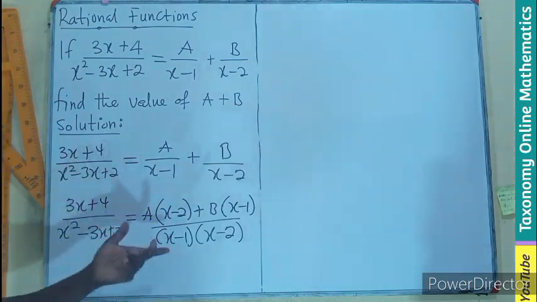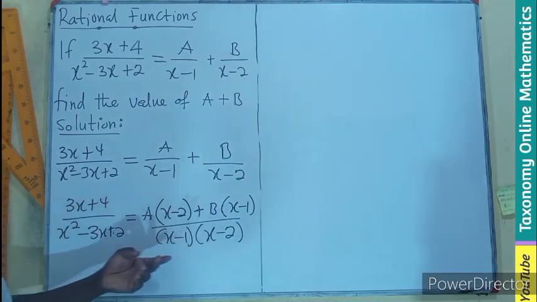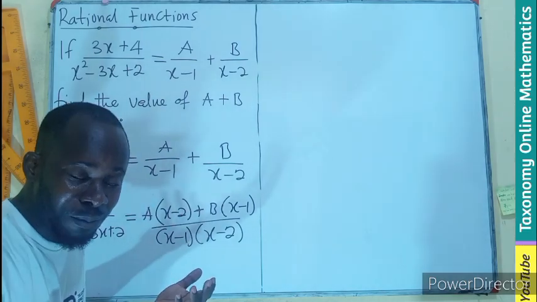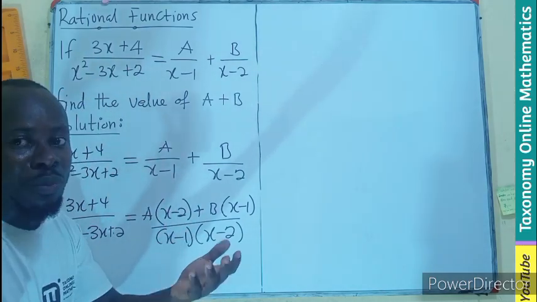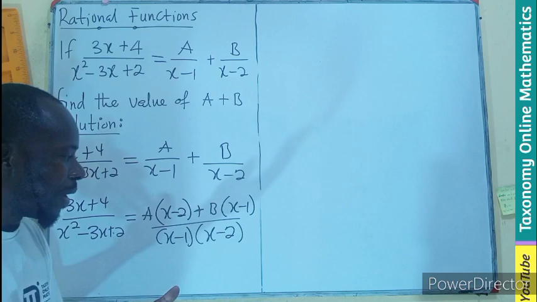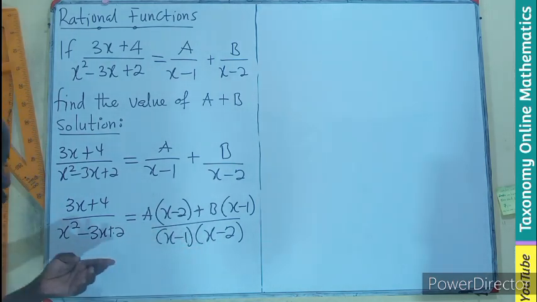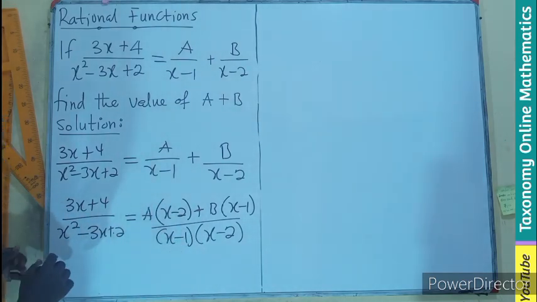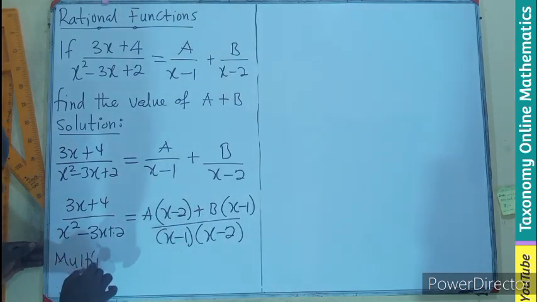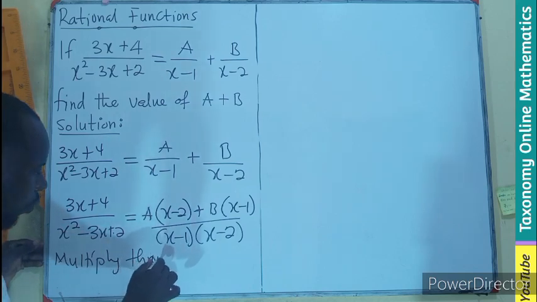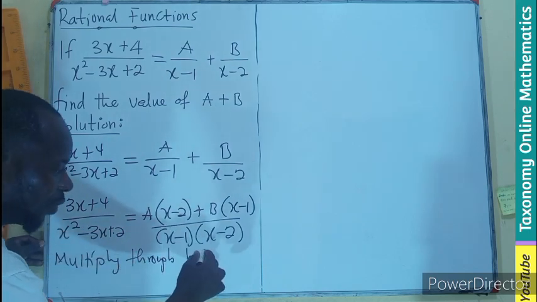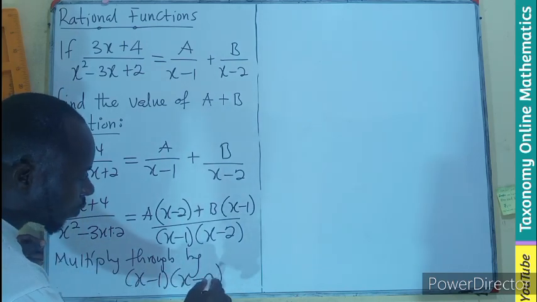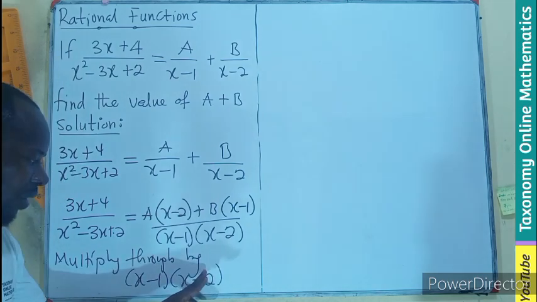Now what do we do? Now it becomes two sides of the equal sign. So we need to solve this as an equation by cancelling the denominators. So what do we do? We find the LCM. This, if expanded, will give you this. This, if factorized, will give you this. So we are going to multiply through by the LCM we are dealing with, which in this case will be (x − 1)(x − 2). Because of space, I'm going to multiply it without writing it.